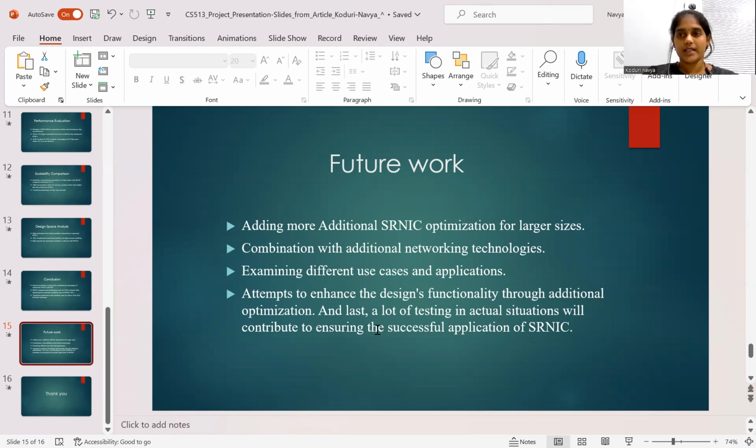sRNIC can in future be used in several different use cases and applications. Attempts to enhance the design functionality through additional optimization, and finally a lot of testing in actual situations, will contribute to ensuring the successful application of sRNIC. This is the overall future work which I thought of by reading this paper.